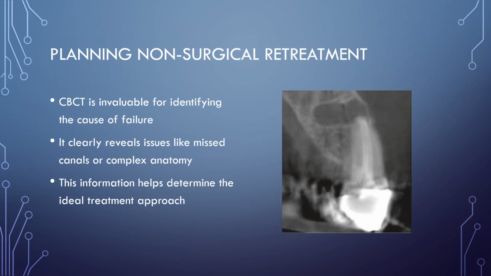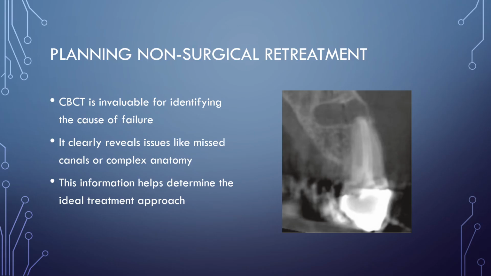When a previously treated tooth presents with persistent or recurrent apical disease, a CBCT scan is absolutely invaluable for identifying the true underlying cause of the failure before you initiate retreatment. The 3D images can clearly reveal etiologic factors that are almost always invisible on 2D radiographs.